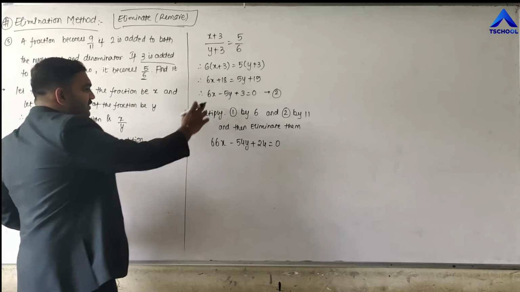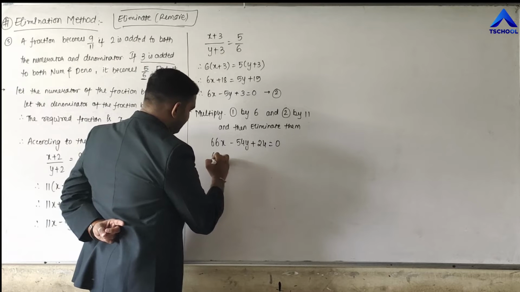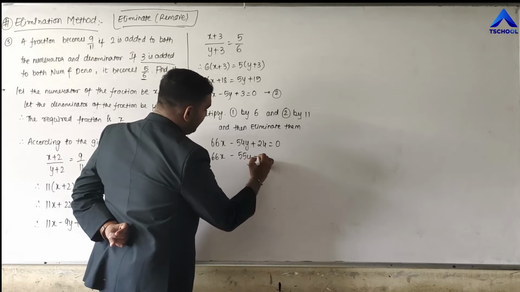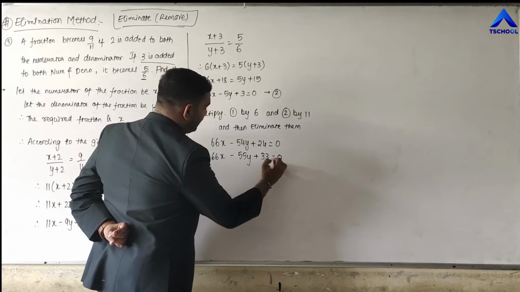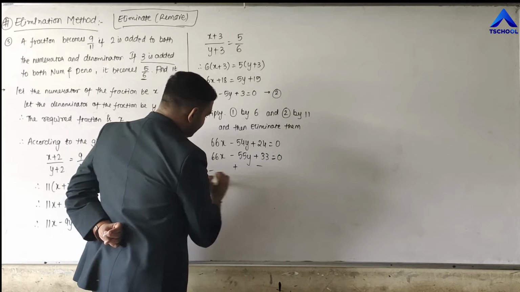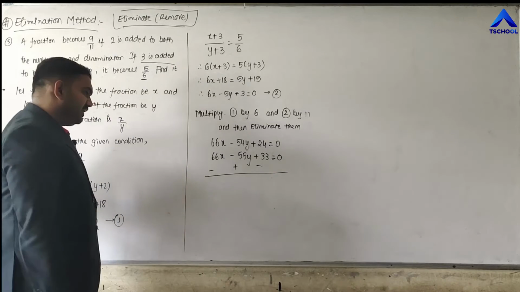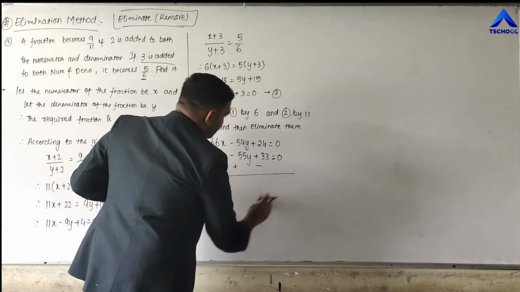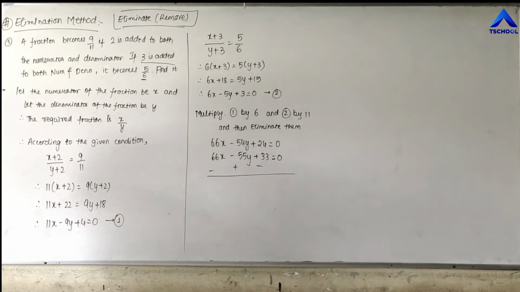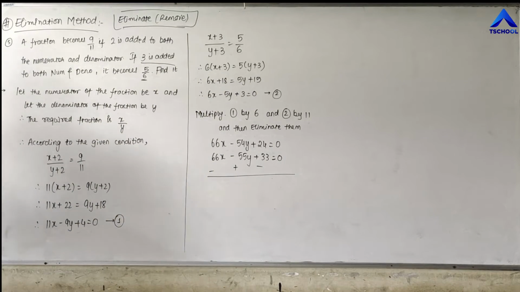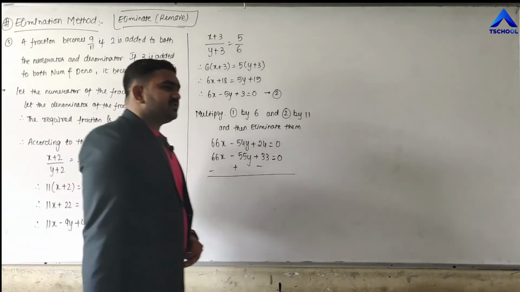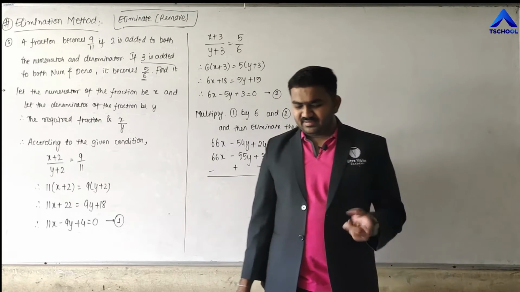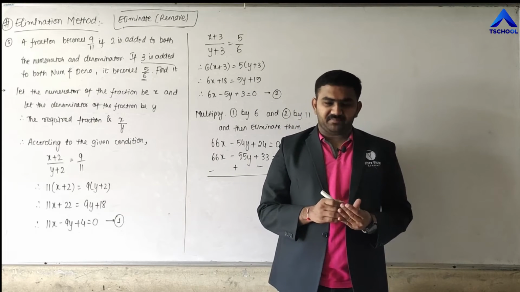And in the second equation I am going to multiply it by 11. So I get 66x minus 5 into 11, 55y, plus 33 equal to 0. That is minus, plus, minus. Now if you notice here that none of the coefficients was 0 or 1 or anything, both the equations possess the coefficients of the variables as totally different ones. So in this case we need to multiply vice versa.